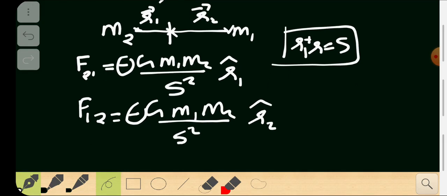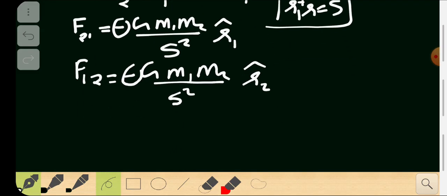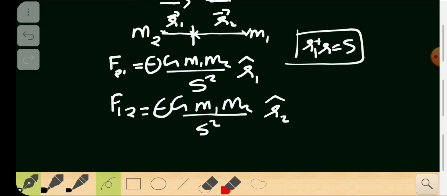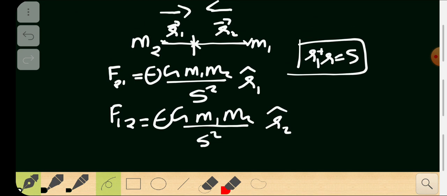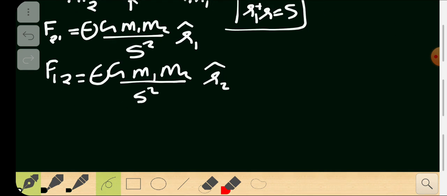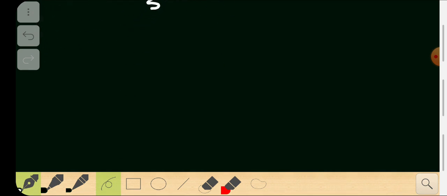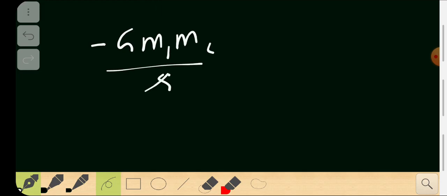I'm going to take either one of them. If you want, you can take one and then equate. These are rotating, right? So there is a radial acceleration to it. So let's do that. For either of these cases, you get the magnitude G m1 m2 by r square, or sorry, s square, right? So that's what we said.